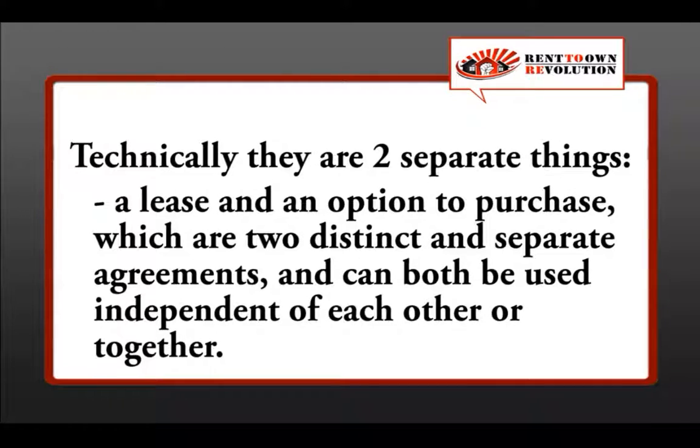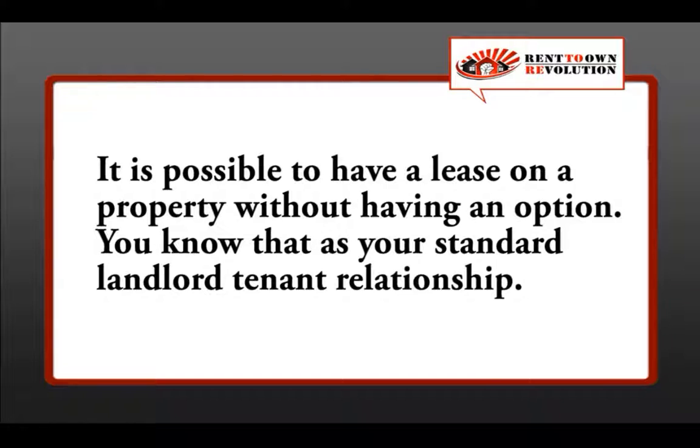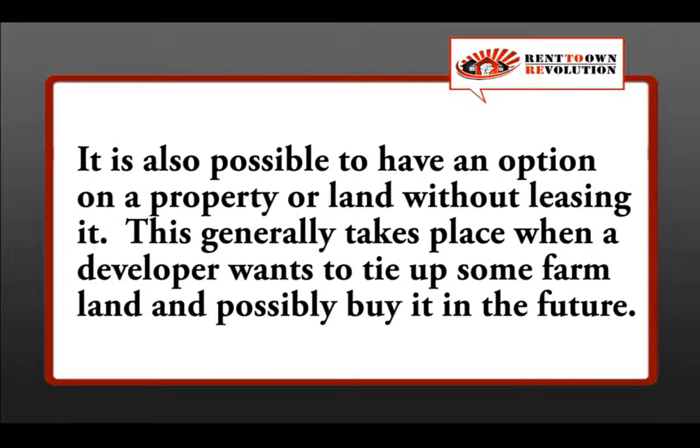Now, technically, there are two separate things, a lease and an option to purchase, which are two distinct and separate agreements, and can both be used independent of each other or together. It is possible to have a lease on a property without having an option. That is your standard landlord and tenant arrangement. It's also possible to have an option on a property or land without leasing it.